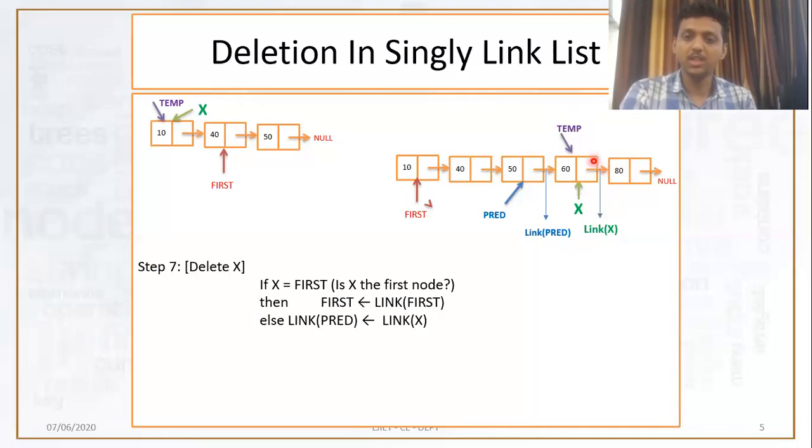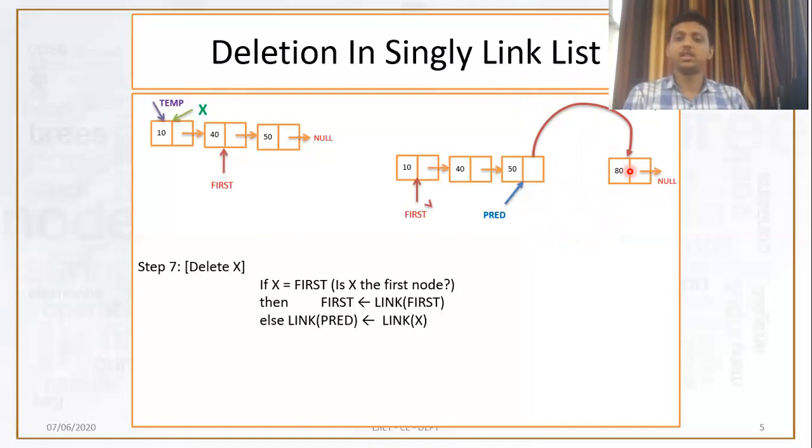I want to remove this. So what do I need to connect? I need to connect this link over here. The name of this link is link of pred, and the name of this node is link of x. So I just want to connect it like this, and this node is removed from the list. Got it? Fine. Okay. So I want to show you something else.